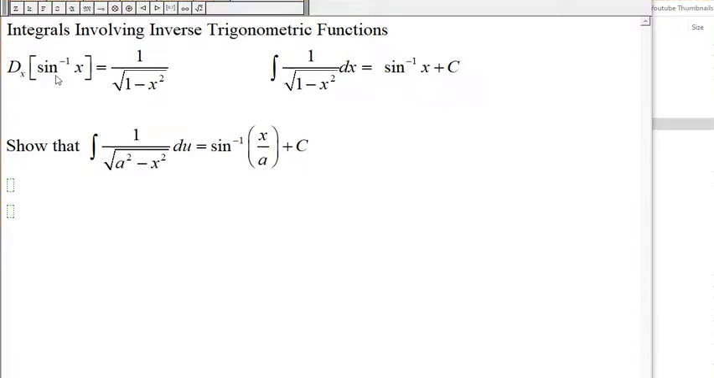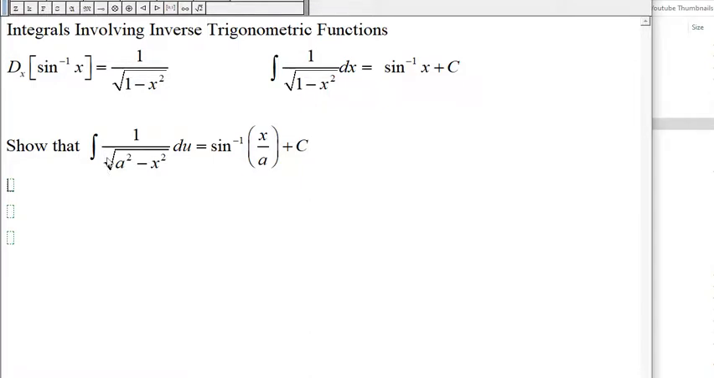We have already seen that the derivative of sine inverse of x is 1 over the square root of 1 minus x squared, and therefore the antiderivative of 1 over the square root of 1 minus x squared will be sine inverse of x. But now we'd like to extend this integral. Instead of 1, if we have a squared, we'd like to show that the integral of 1 divided by the square root of a squared minus x squared is equal to sine inverse of x over a.